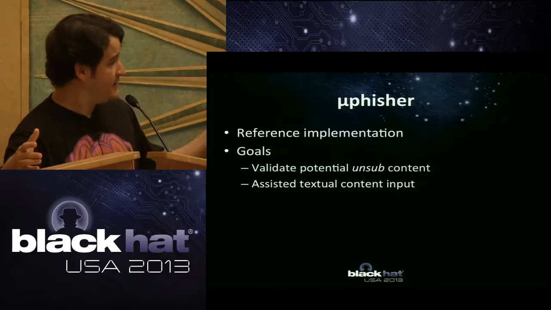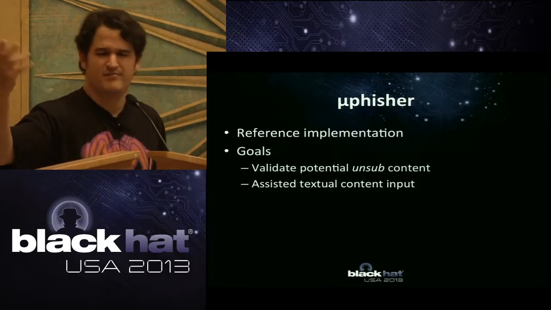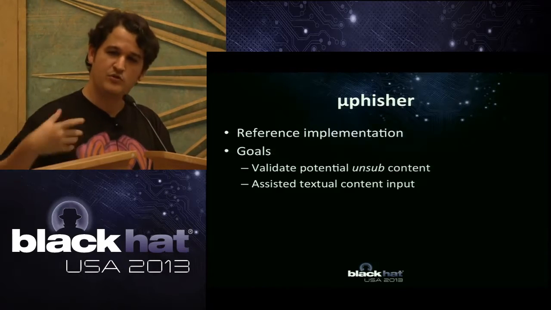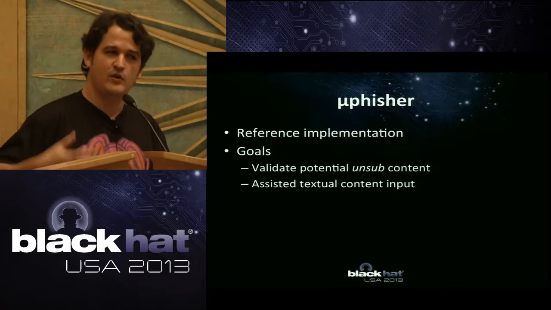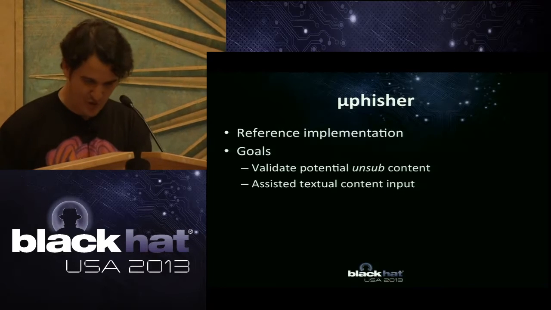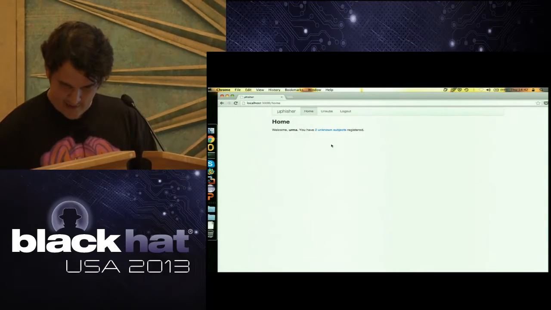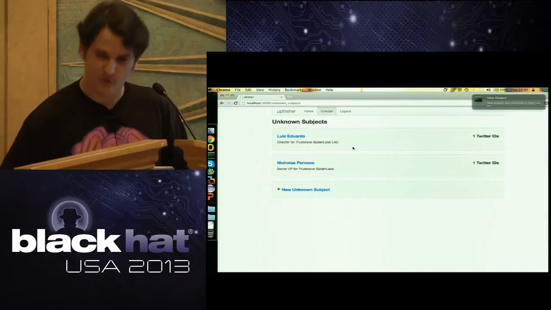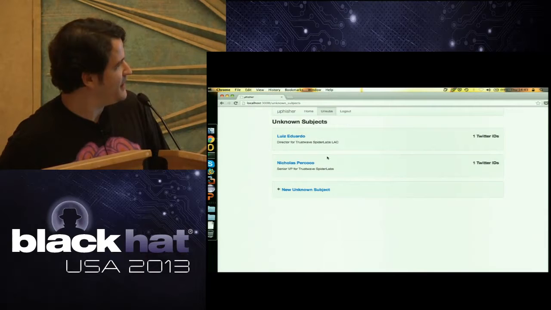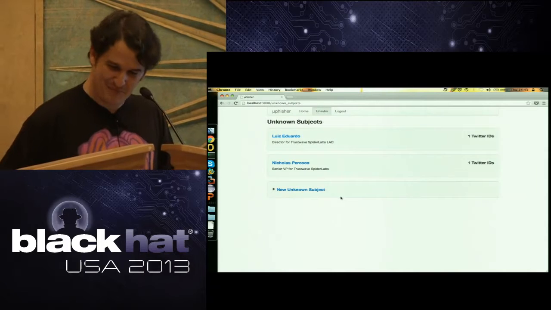So the assisted textual content input will basically provide you tons of metrics, not really tons, but some metrics in real time while you're entering text, and we will also suggest you words that are most commonly used by the subject. And just so we can show how it looks like, this is how it looks like today. So we have Luis, who is in the audience, and we have Nick Pecoco, right? They were our guinea pigs for this experiment.